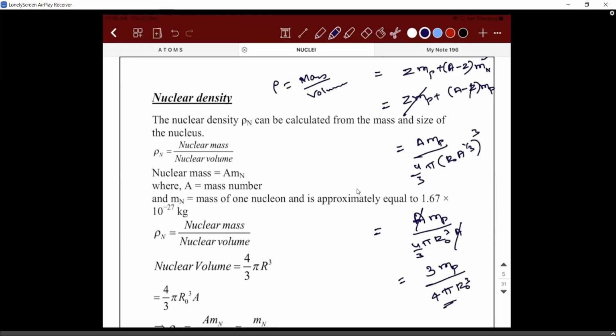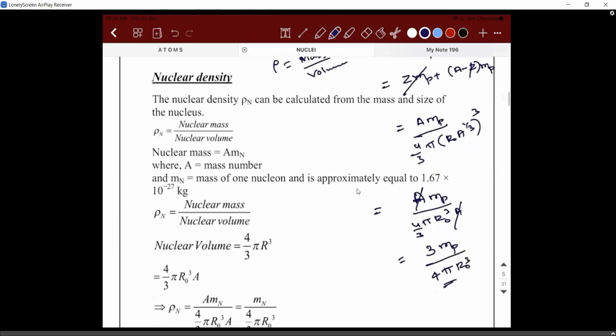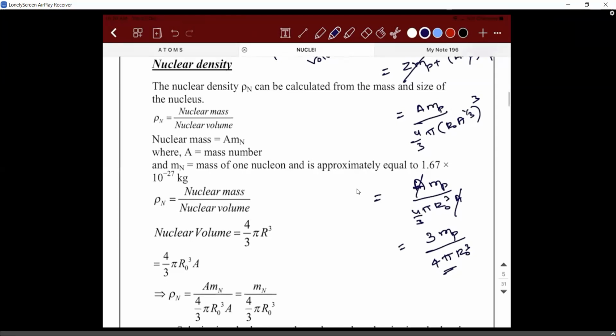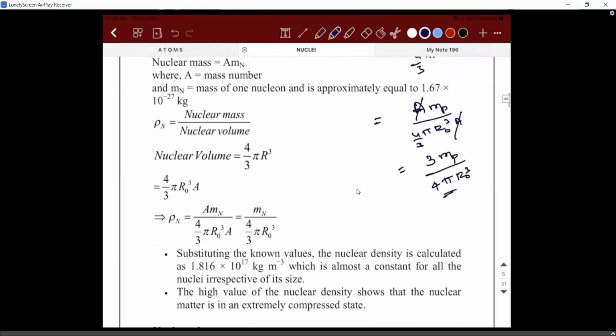So what is the meaning of this? 3 is a constant, mass of proton is a constant, 4 pi is a constant, and what about R naught? That is also constant. R naught is 1.3 Fermi, I told you. So from this, what is the important conclusion you can draw? The nuclear density of any atom you take in this world is going to be the same. So nuclear density is always a constant.